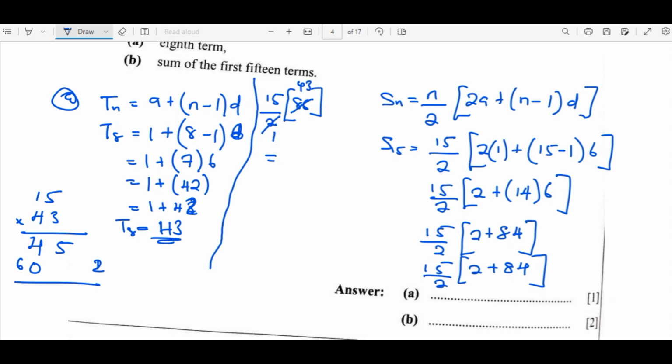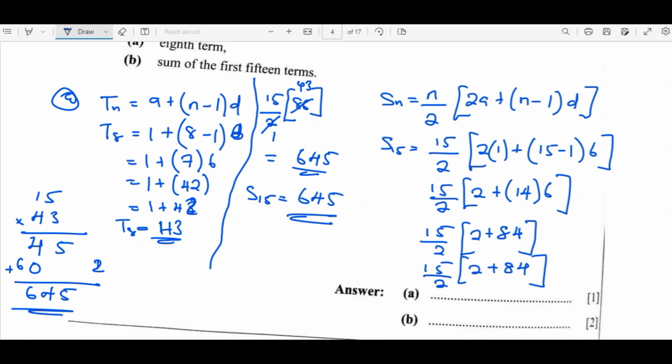And then you can add: 5 plus 0 is 5, 4 plus 0 is 4, and then 0 plus 6, we're going to have 6 there. So the answer that we're going to have is 645. So S15 is 645. So that is the answer.